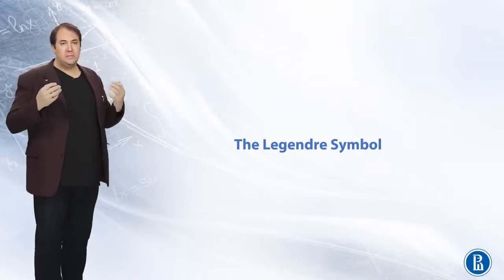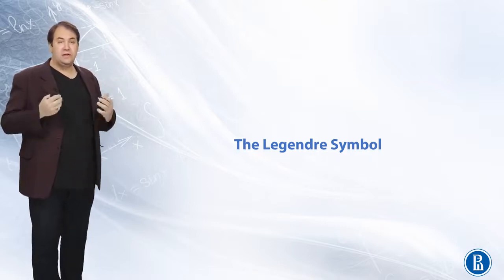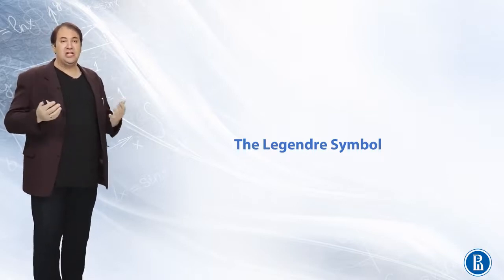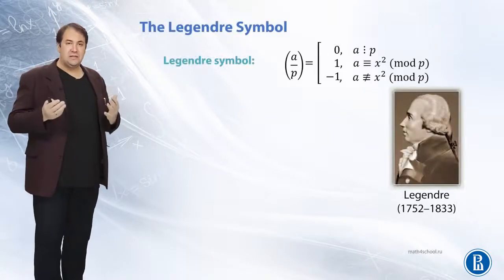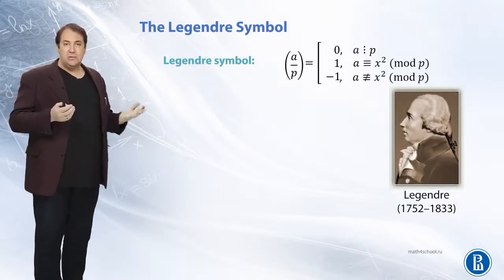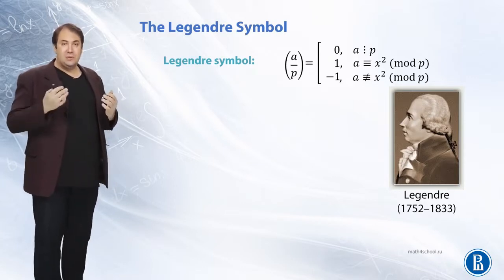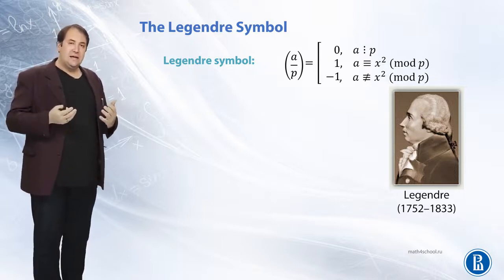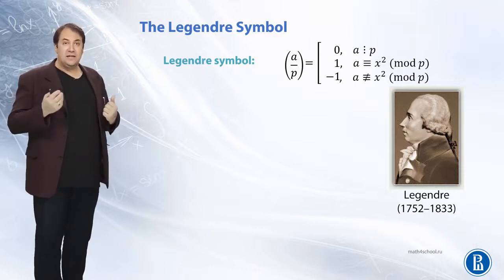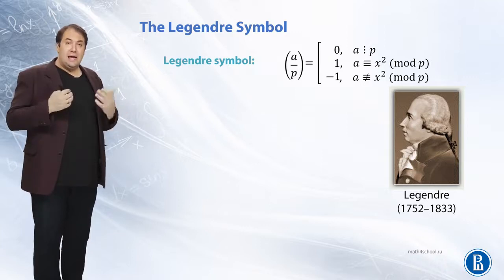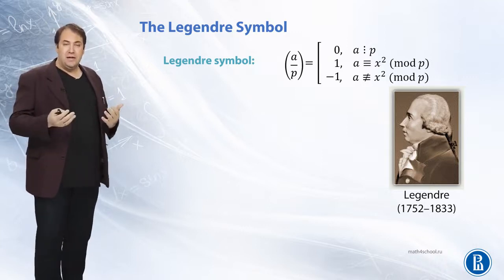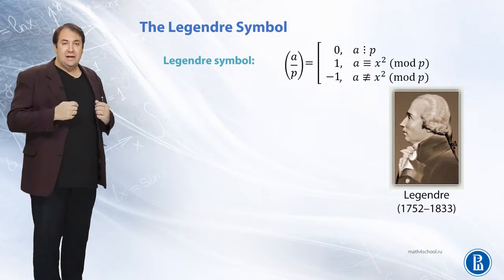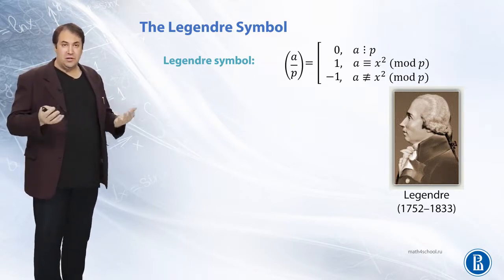In this video we present a very important and very convenient notion in the theory of quadratic remainders, the Legendre symbol. By definition, the Legendre symbol of a modulo p is either 0, 1, or minus 1. We say that it's equal to 0 if a is divisible by p, equal to 1 if a is a quadratic remainder, and equal to minus 1 if a is not a quadratic remainder. Of course, p is a prime number here.